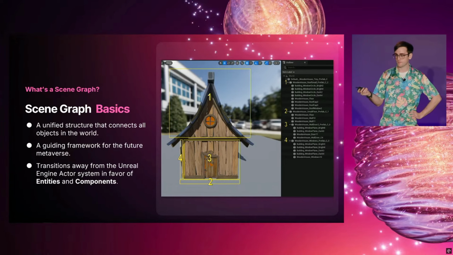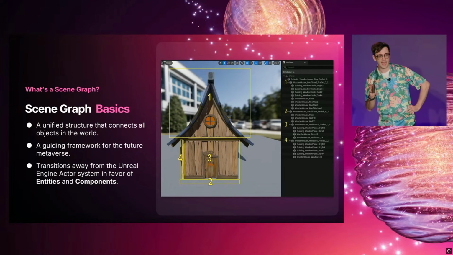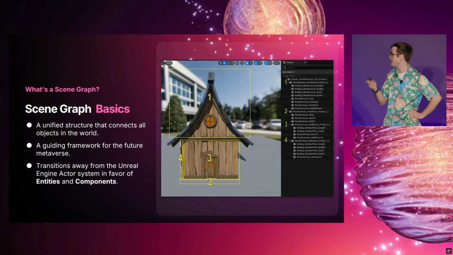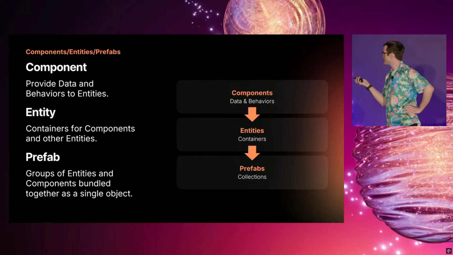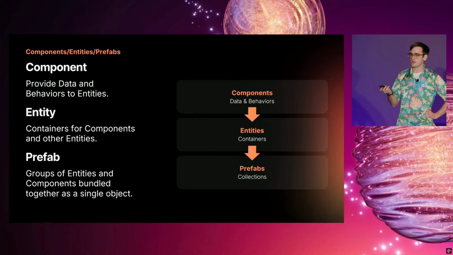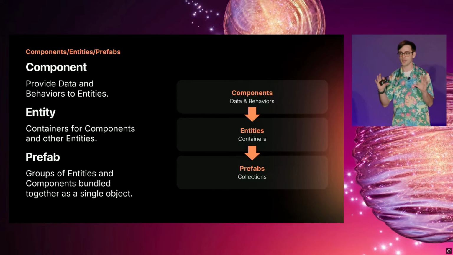Now, the really big important thing for you to know about is that we're going to be transitioning away from the Unreal Engine actor system in favor of a new system of entities and components. What's that? So we'll start with talking about entities. Entities are basically just containers, right? You should think of them as an empty box. They start out with nothing in them. They're just an object. That's it.